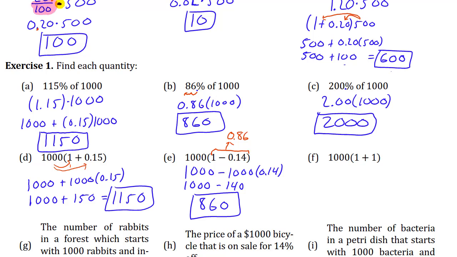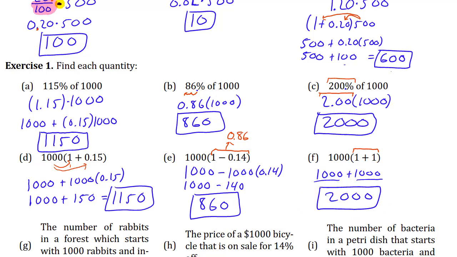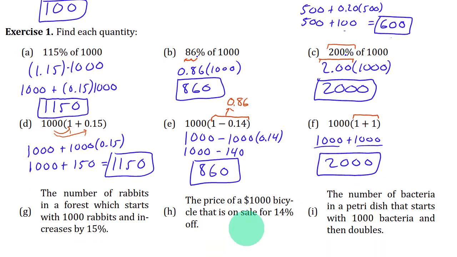Likewise here, we know that 1 plus 1 is definitely equal to 2. It's the same thing as 200%. But if we think of it as 1,000 times 1, that gets you 1,000, plus 1,000 times another 1. So we're thinking of like 100% of 1,000 plus another 100% of 1,000 gives you 2,000. So yeah, it's the same result.